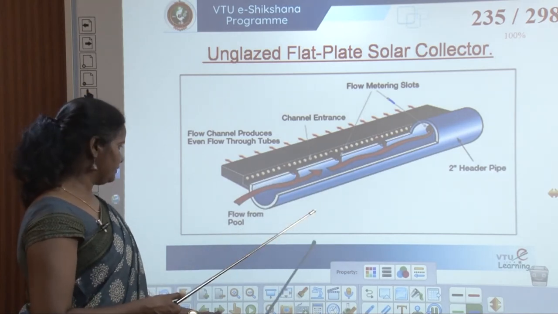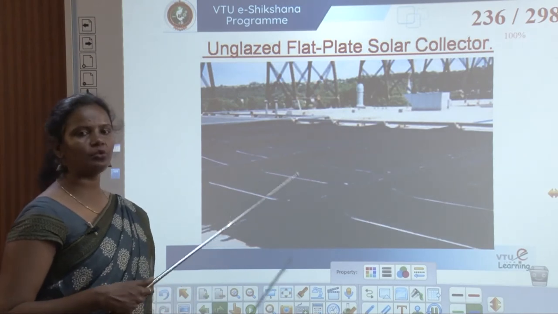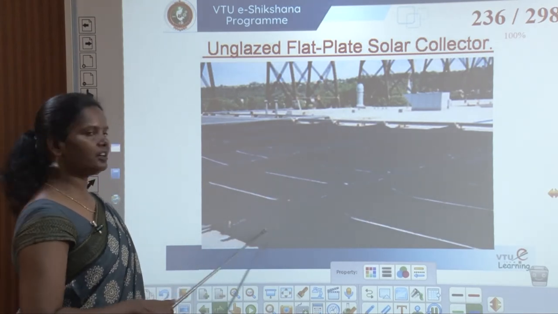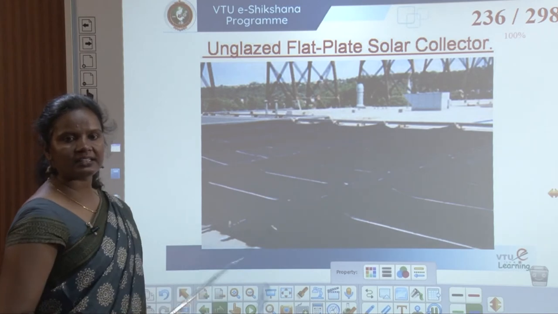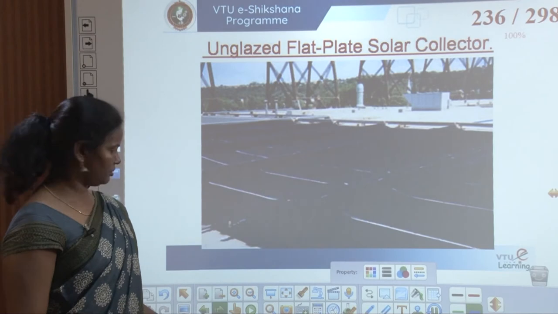So likewise, mostly in pools is where they use this. Here you see this. That is connected with one particular pipe here, and then from there it is drawn out.